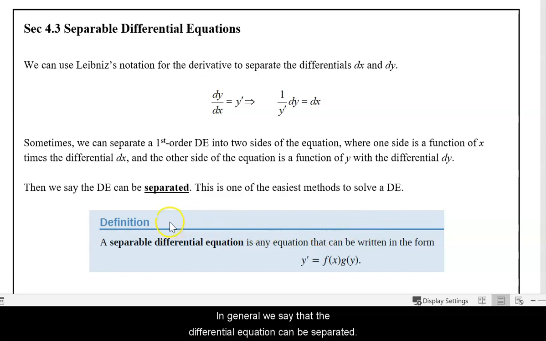In general, we say that the differential equation can be separated if it can be written in this format. Solving for the first derivative of y gives you a function in terms of x multiplied by a function in terms of y. If it can be written in this format, then we can separate it and we can call it separable.